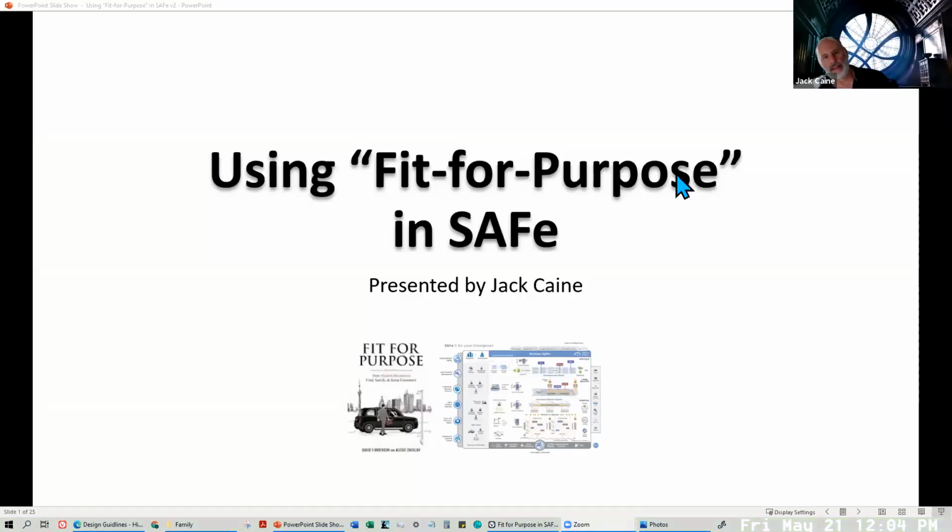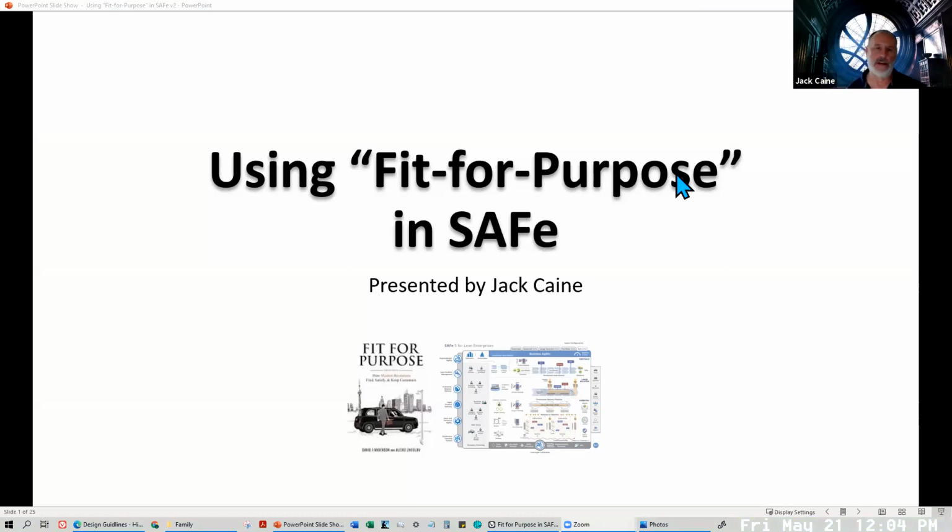So the topic is using Fit for Purpose in SAFe. Fit for Purpose is a book by David J. Anderson and Alexei Zheglov. You may recognize Anderson's name. He's the guy who came up with the Kanban method. He's the creator of that.